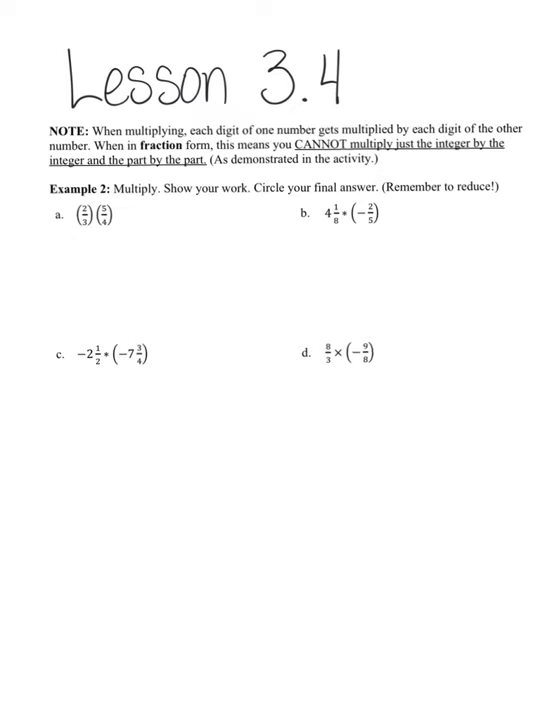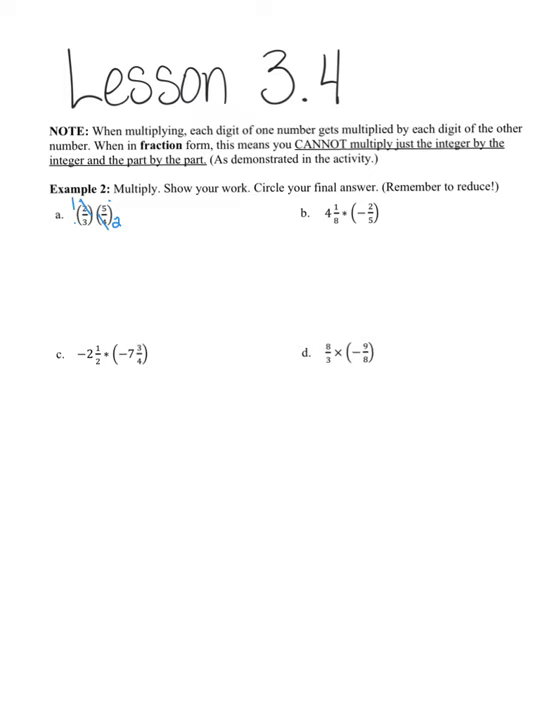So for question A, I am going to show you the method where we are going to cross reduce first. So I can look at my numerator 2 and my denominator 4, and my numerator 5 and my denominator 3. When I look at 2 and 4, I know that I can take both of those numbers and divide them both by 2. So 2 divided by 2 becomes 1. 4 divided by 2 becomes 2. So I have reduced diagonally this way.